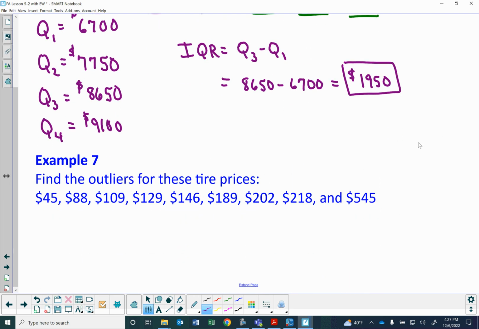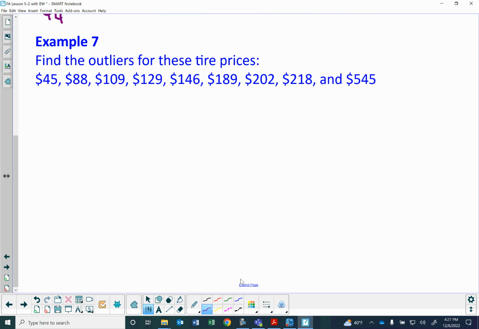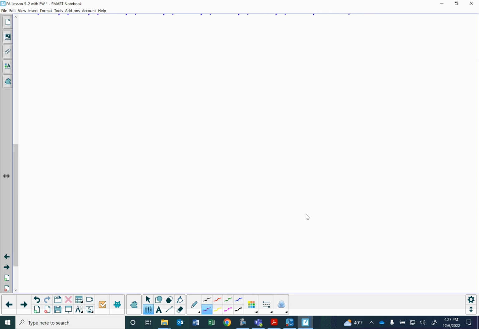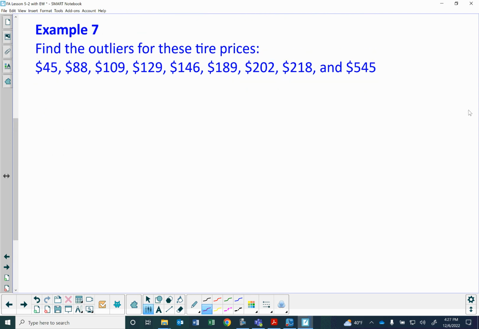All right, example 7. We are almost done. Not quite, but almost. We have example 7 and example 8. It says find the outliers for these tire prices. Finding an outlier in statistics is different than finding an outlier in mathematics, because with statistics, to find the outlier, you have to see if something is above or below the IQR.